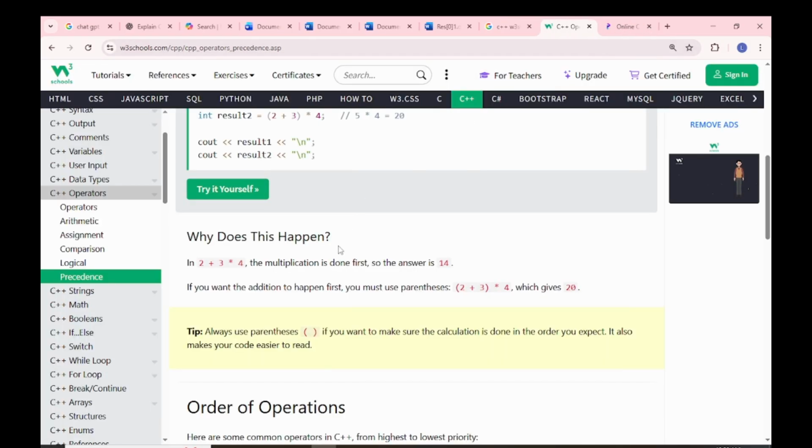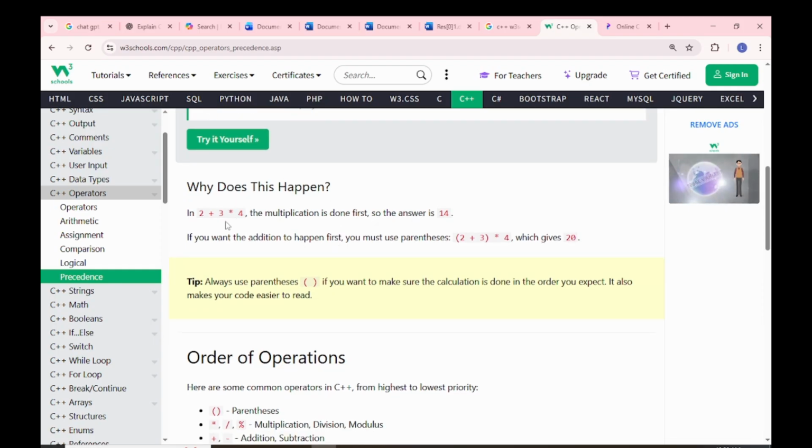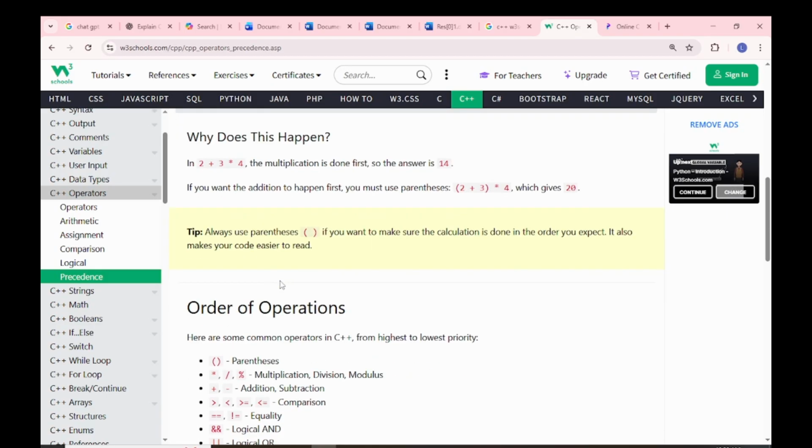So I hope you understand, guys. Why does this happen? In 2 plus 3 into 4, the multiplication is done first, so the answer is 14. If you want the addition to happen first, then you must use parentheses, which gives 20. Always use parentheses if you want to make sure the calculation is done in the order you expect. It also makes your code easier to read.